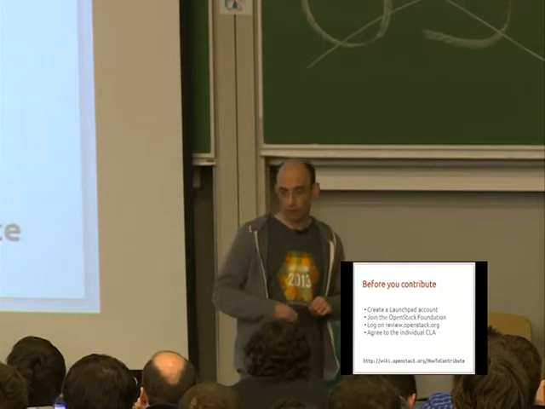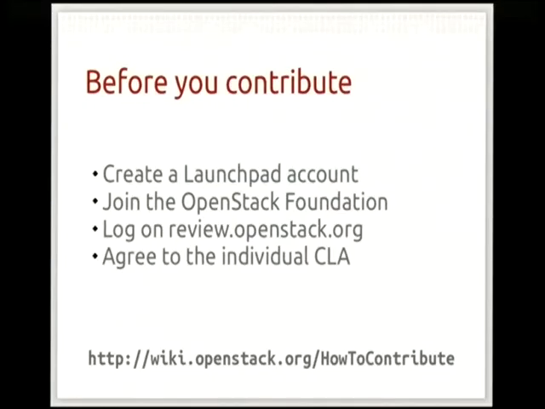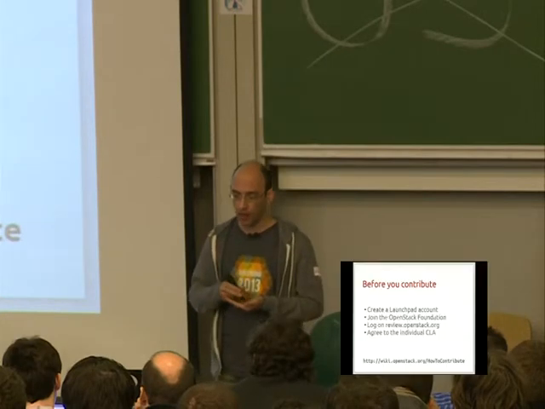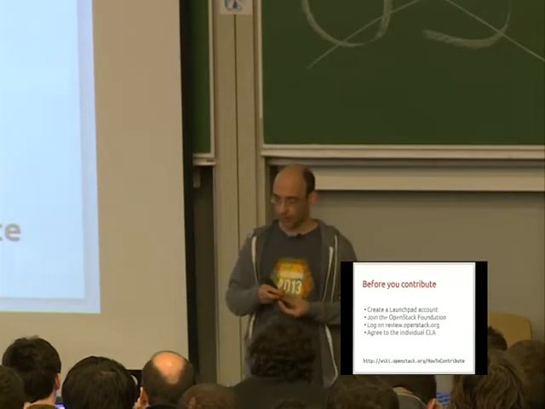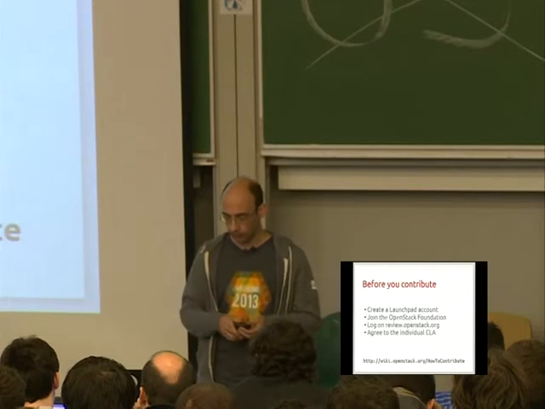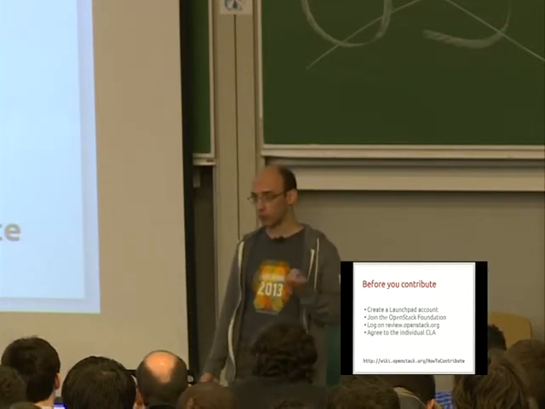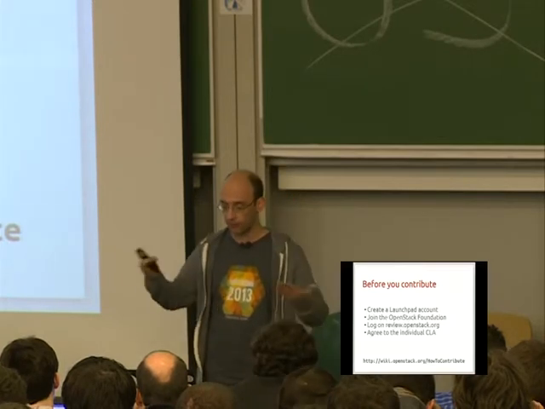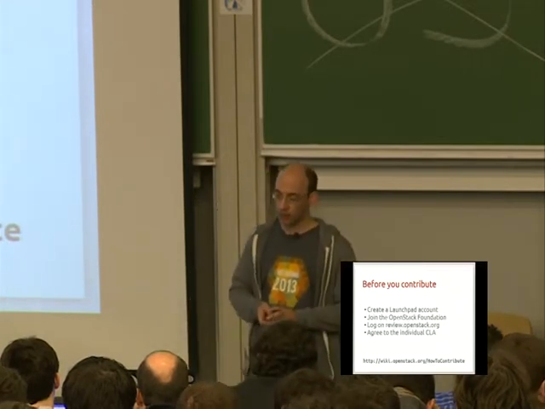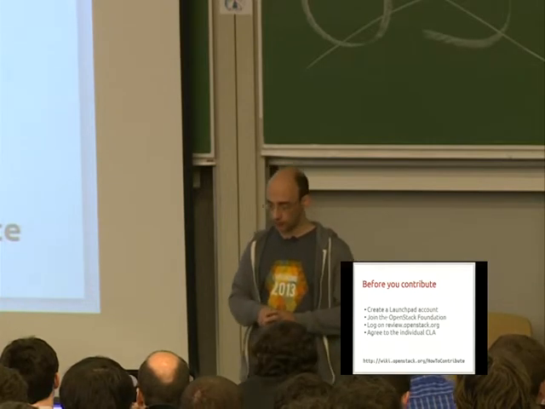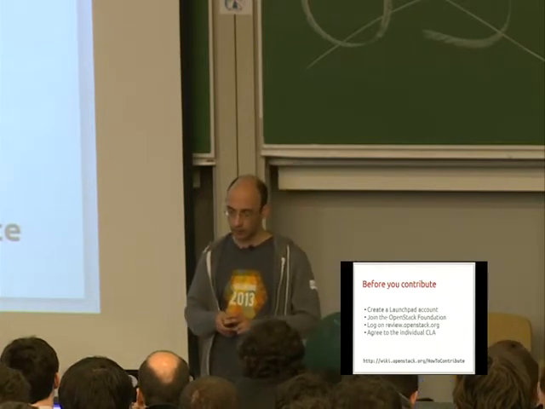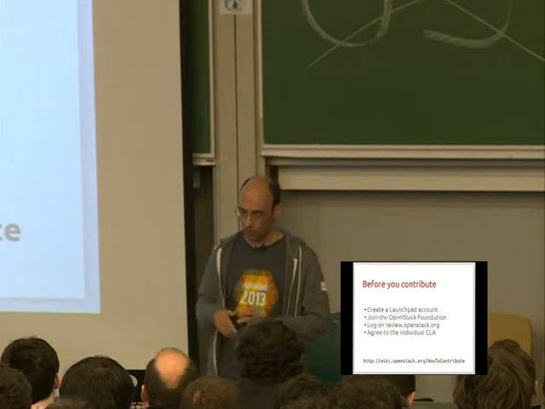Before you contribute, there are a number of steps, mostly so that you have the right accounts for the code review system. So you need to create a Launchpad account because that's what we use for authentication. We're gradually moving out of it. But at that moment today, this is still the process you should be following. You need to join the OpenStack Foundation because to contribute to OpenStack, you need to be a member of the nonprofit group that runs the whole infrastructure and trademark things around OpenStack.